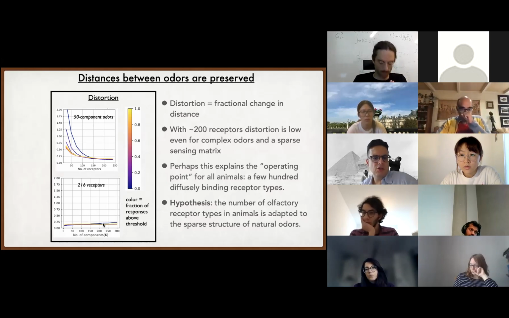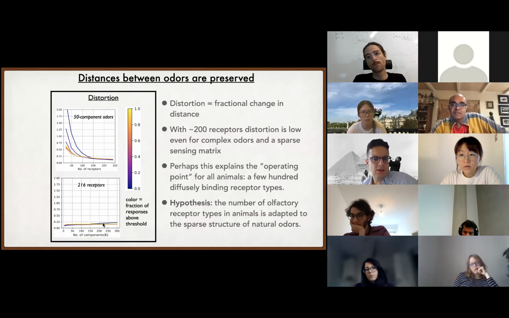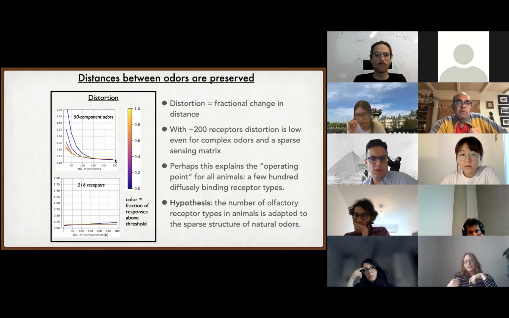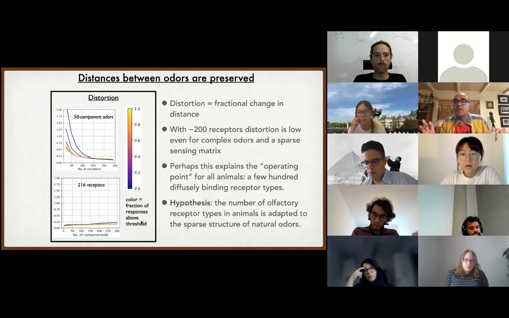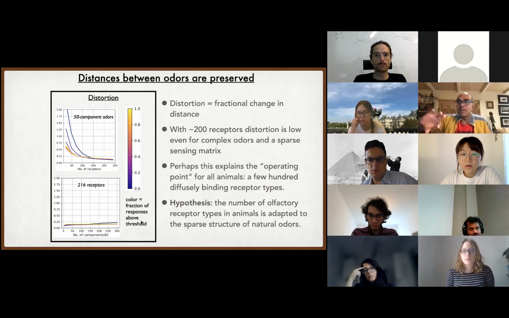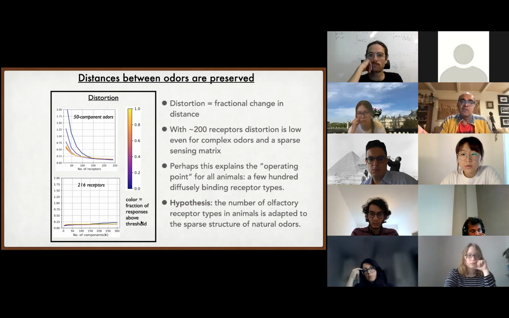Vijay, sorry to interrupt. Yeah. I missed it. Can you say again what the ordinate is, the y-axis, and what are the colors on the top plot? The color is the fraction of responses that are above threshold. There are a couple of things you can change. One thing you can change is the number of receptors you have, and you can change their binding affinities. We're going to later make some comments about the binding affinities too. The bigger the binding affinity, the more responses you'll have.